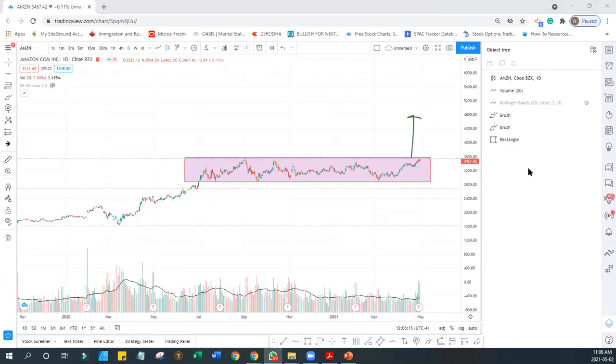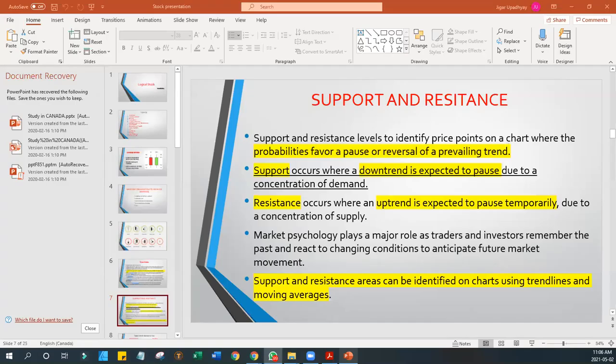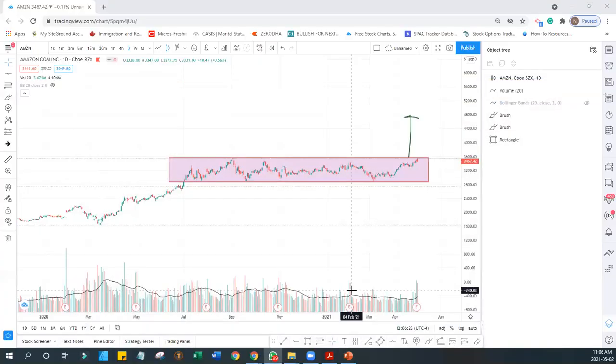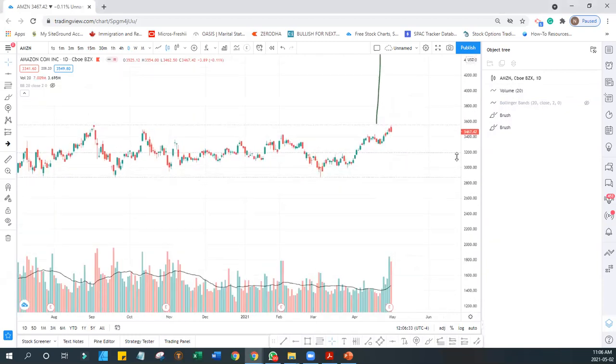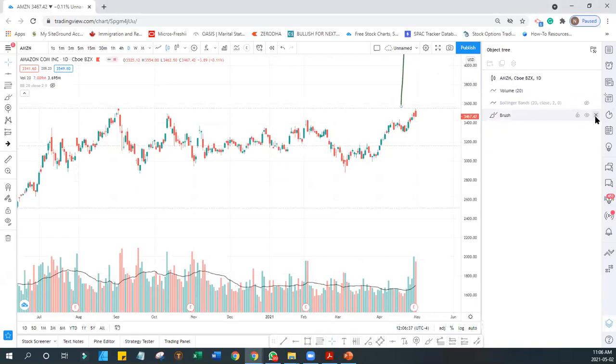Now, what I was talking about here is support and resistance. Support is the area where everybody is buying, and resistance is the area where everybody is trying to sell, offload their positions. Let me make it more interactive and very easy for you to understand.